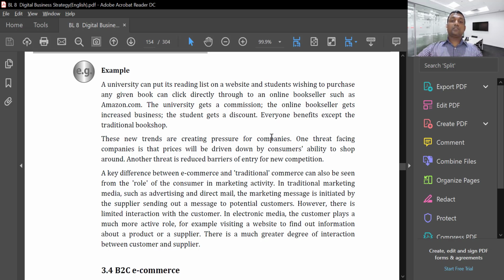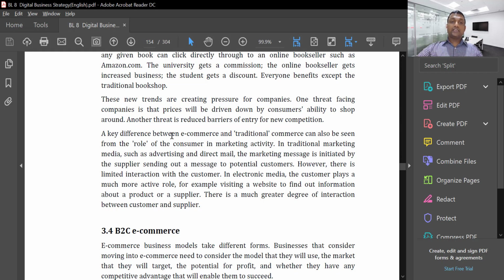These new trends are creating pressure for companies. One threat facing companies is that price will be driven down by the customer's ability to shop around. Another threat is reduced barriers of entry for new competitors. A key difference between e-commerce and traditional commerce can also be seen from the role of the consumer in marketing activity. In traditional marketing media such as advertising and direct mail, the marketing message is initiated by the supplier sending out a message to potential customers. However, there is limited interaction with the customer.